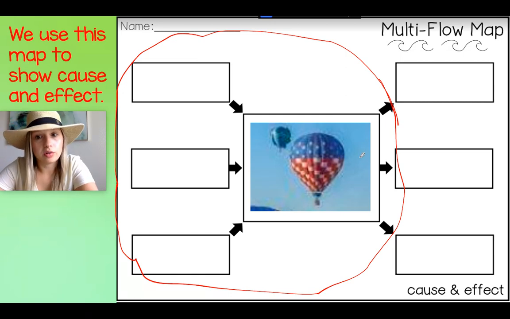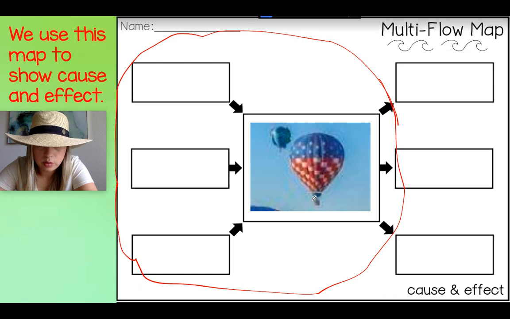If you printed your MultiFlow map, go ahead and draw a hot air balloon, and I'm going to guide you through. So first we'll start with the basket at the bottom that looks like a rectangle.